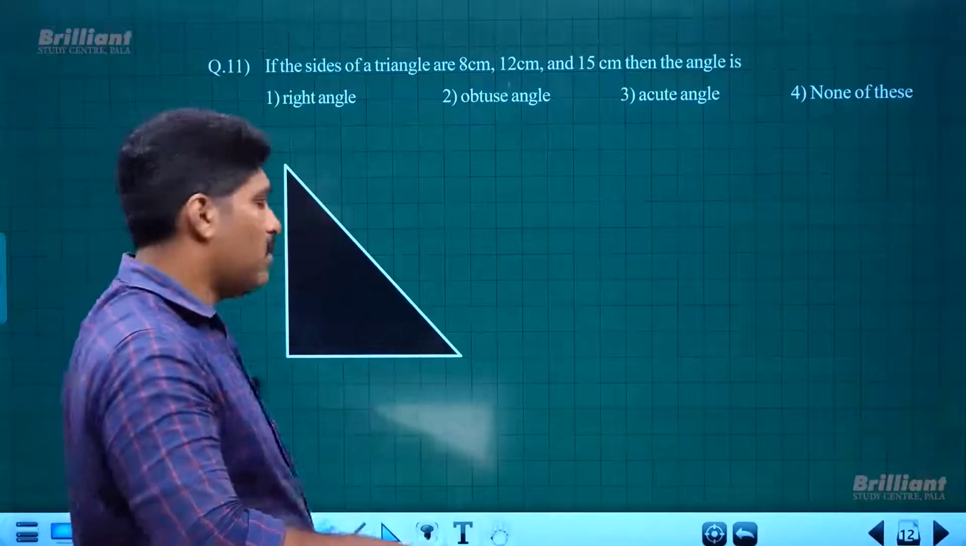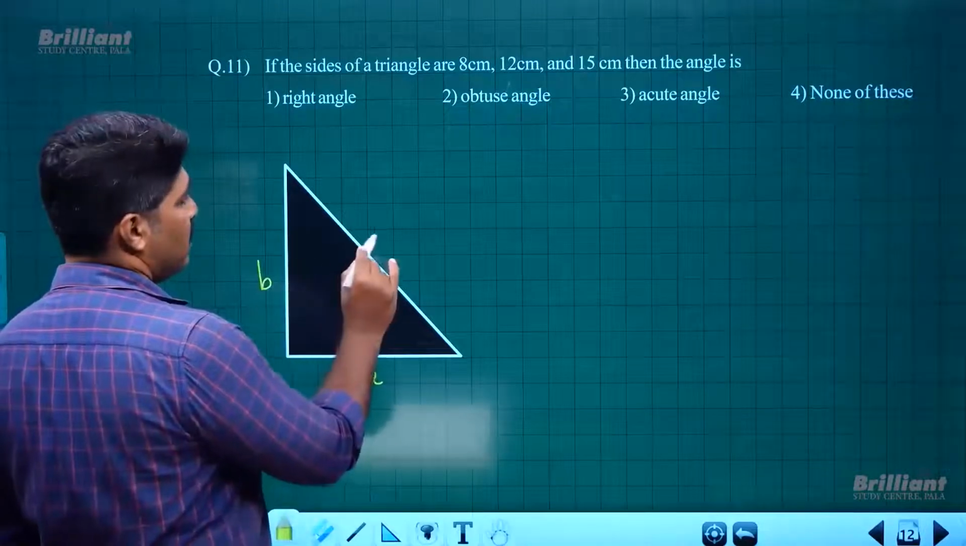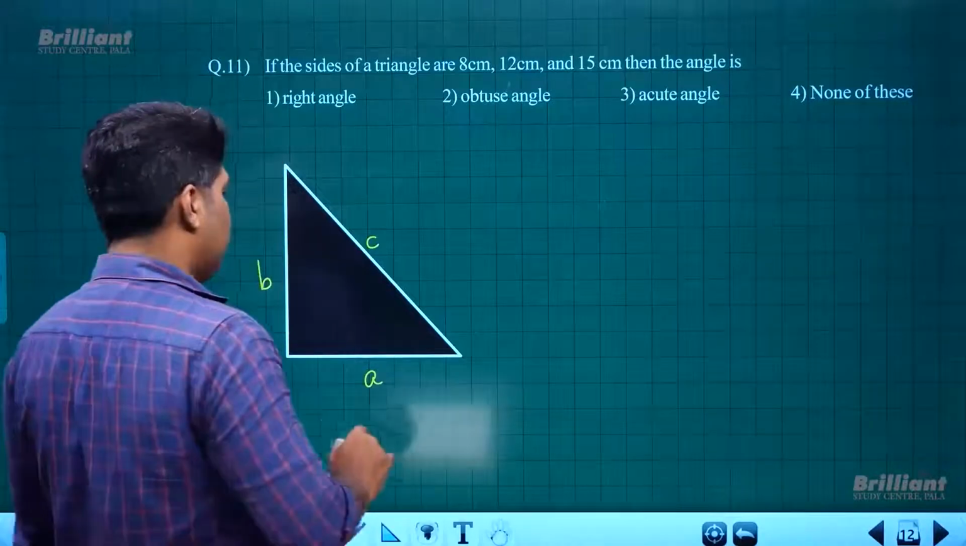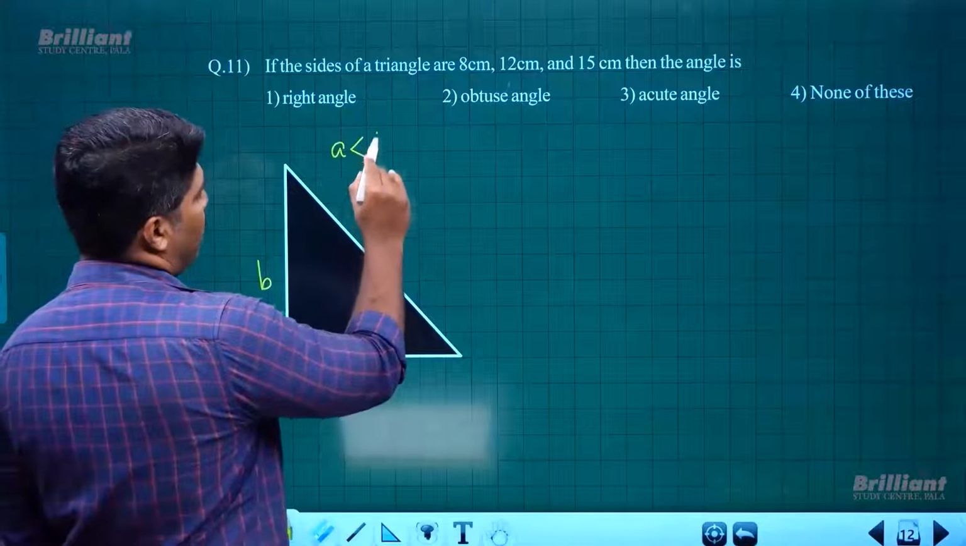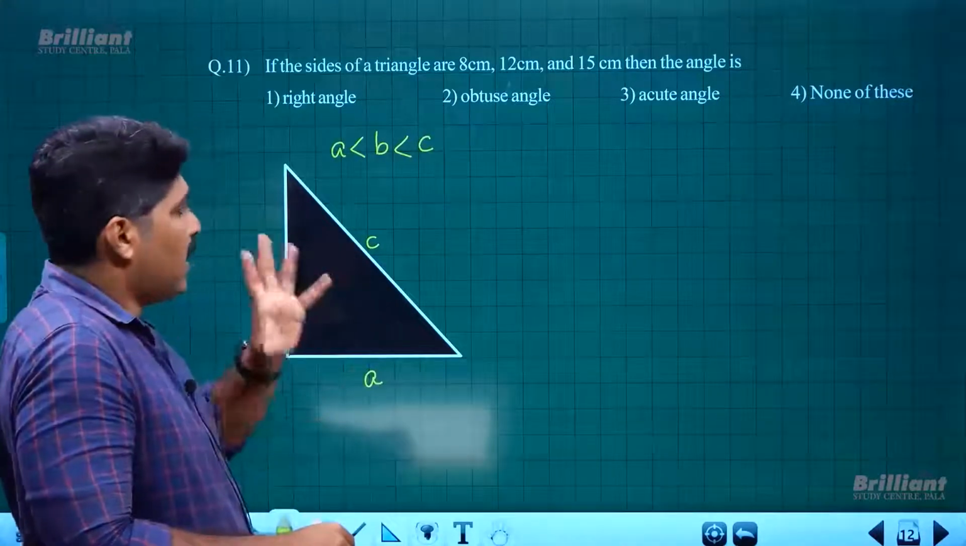But you don't want to bother about the right angle triangle. Suppose here I am considering this side is A, this side is B, this side is C. Here C is the longest side as we consider like that. As per this assumption, A is the smallest side, B is the next largest, and C is the largest side.